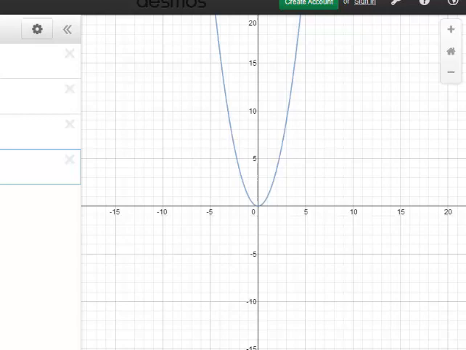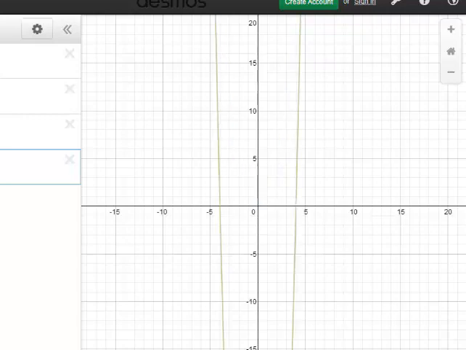And the last one, 5x squared minus 80. That one looks like this. Again, we have a pretty big graph. It's similar to the one that we did first, that I did with you.